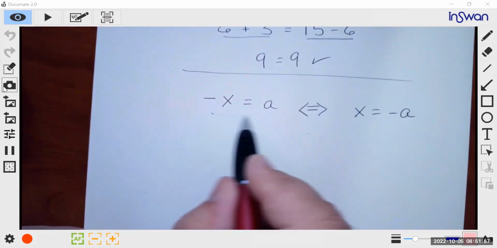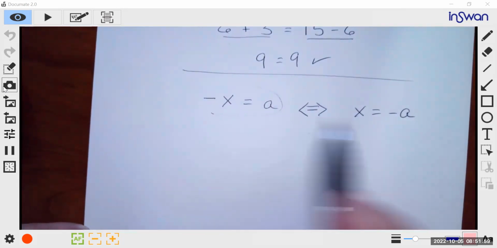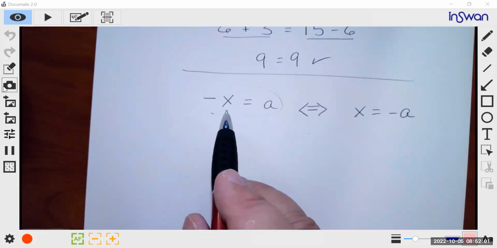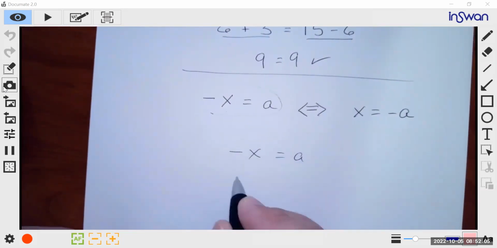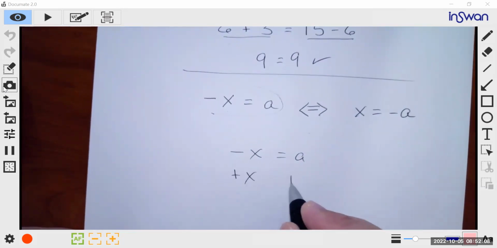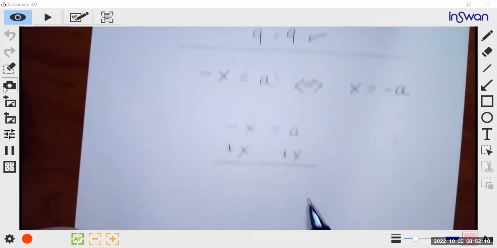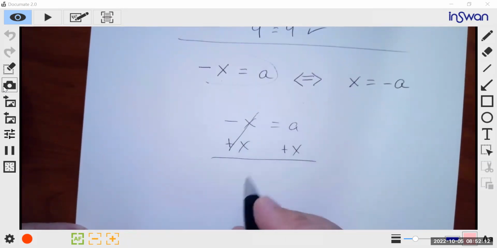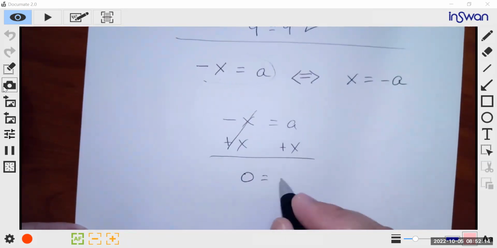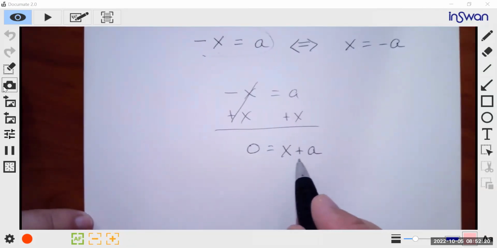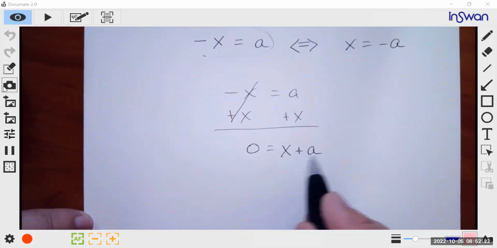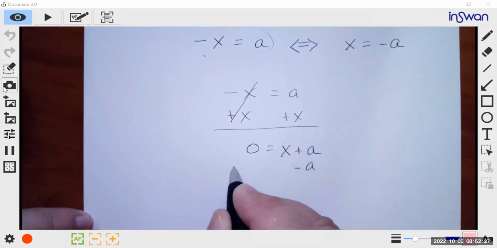I'll show you. Let's look at this. How do we make x positive? Well, if we add x to both sides, these cancel. And I have x plus a. How do I move the a? What do I have to do to get rid of the a? Subtract a from both sides.